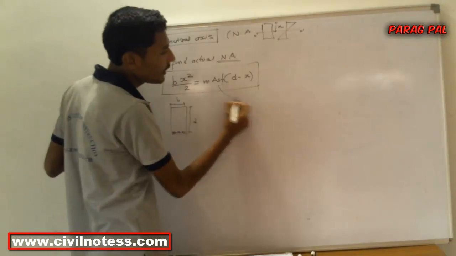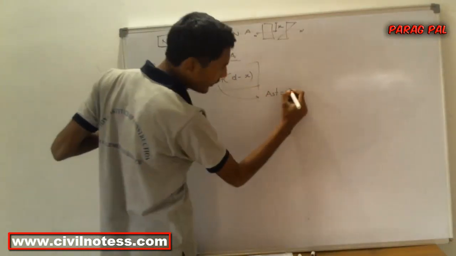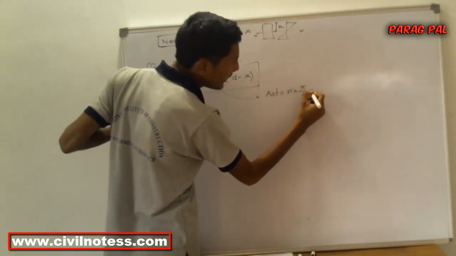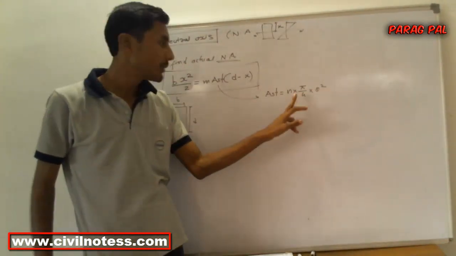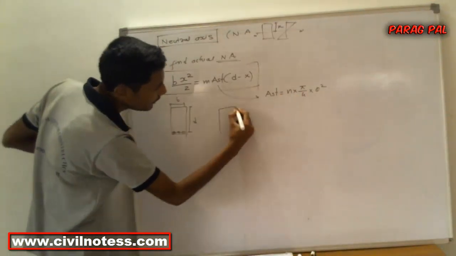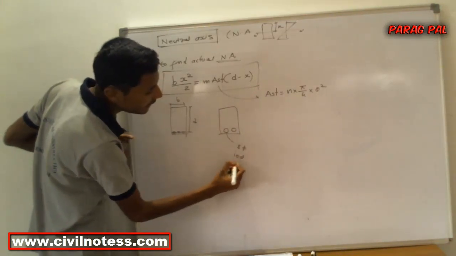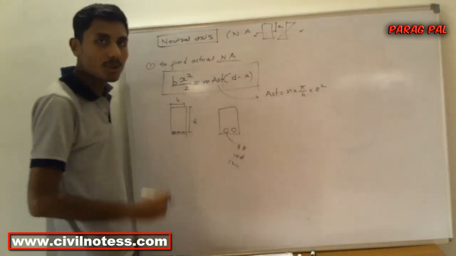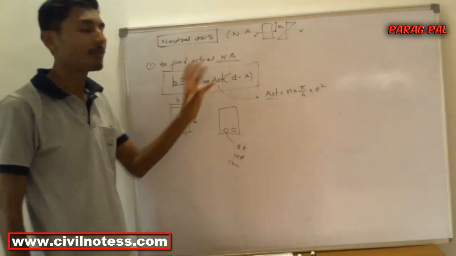Ast is the area of the steel, and the formula is the number of bars multiplied by pi by 4 into diameter square, where the diameter is whatever bar you are using in the section. For example 8 mm, 10 mm or 12 mm diameter, and how many bars, like 2 numbers. In that way you can get Ast. This is a simple method with which you can determine the depth of the neutral axis.